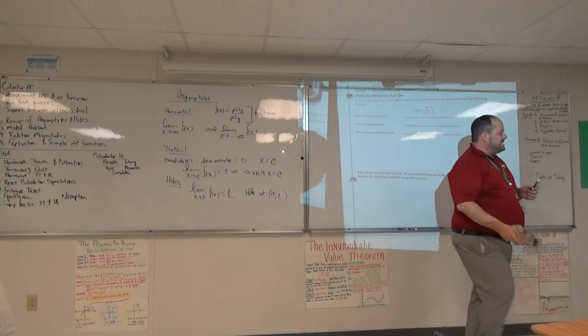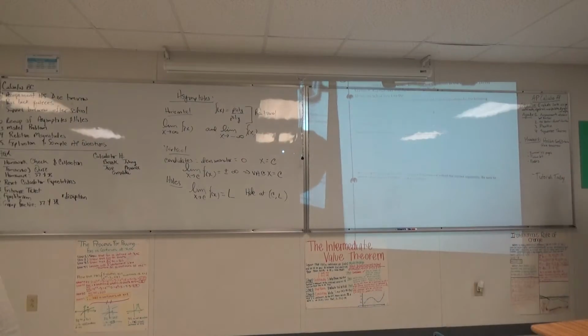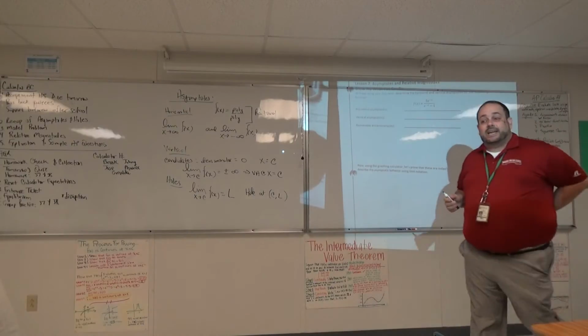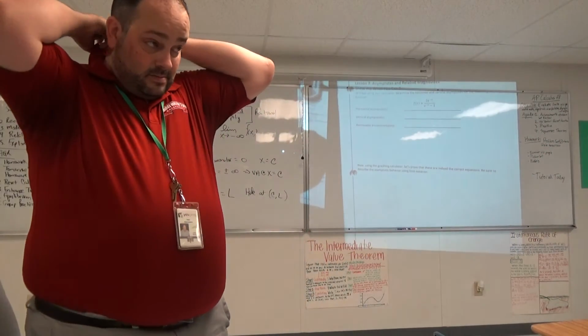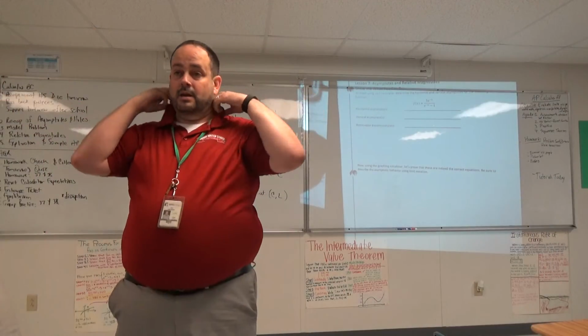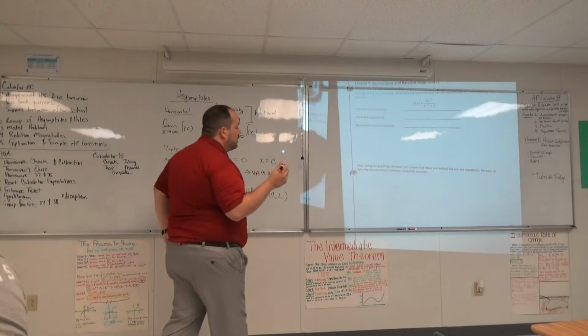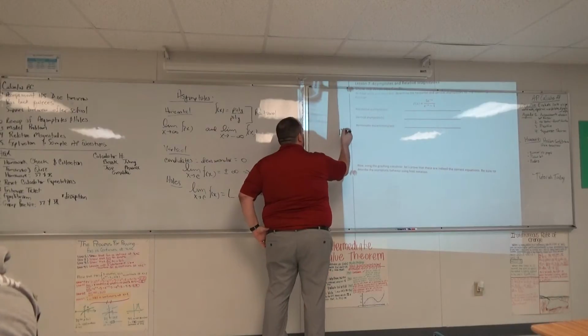So let's do this the limit way. Let's start with horizontal asymptotes. How do we find horizontal asymptotes? David, what do you want to do? Look for the behavior. You're going to look for end behavior.